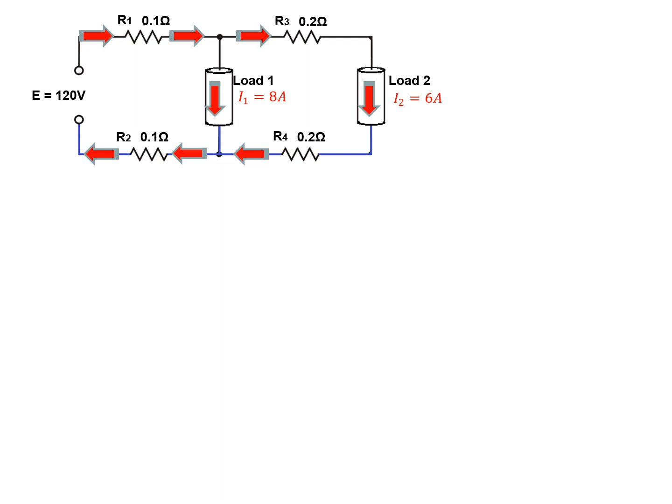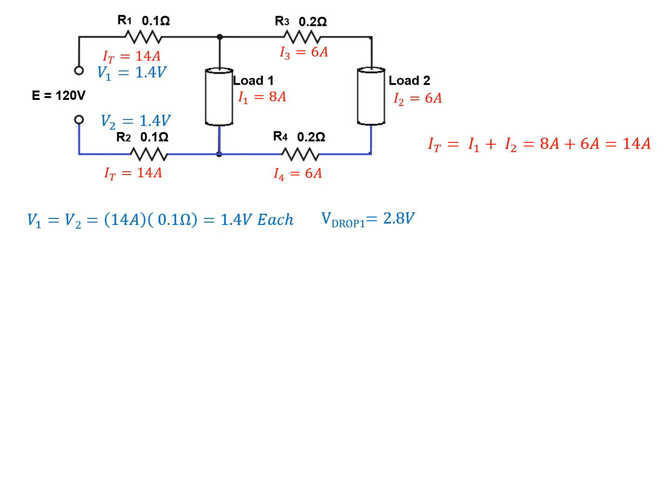So for those of you not pausing, or if you paused, let's work through this problem real quick. The first thing I need to do is look at my total circuit current, Kirchhoff's current law. 8 and 6 gives me 14 amps. Knowing that we got 14 amps in our first loop, that's going to give us 1.4 volt drop on each wire for a total of 2.8 volts drop in our first loop. 120 take away 2.8 gives us a load 1 voltage of 117.2 volts.